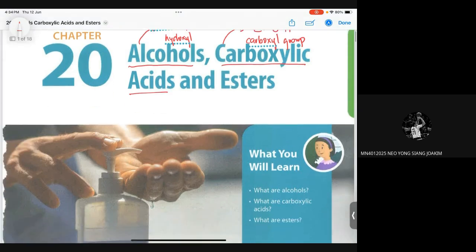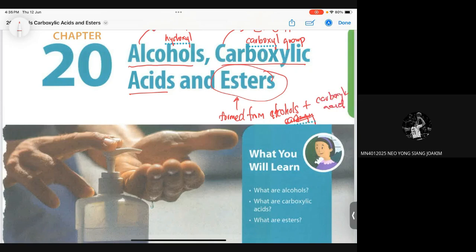Esters are actually formed from alcohols plus carboxylic acid. So we are going to cover them, and that's why it's under the chapter of alcohols and carboxylic acid, because it's a formation from both of them.